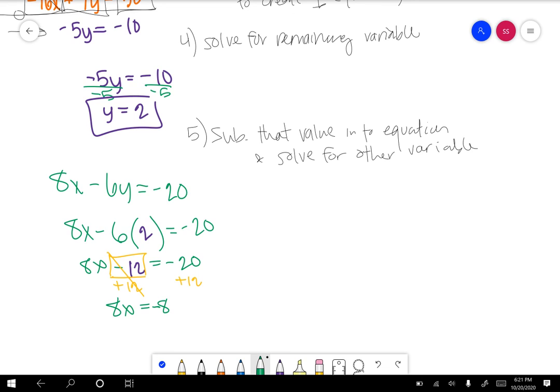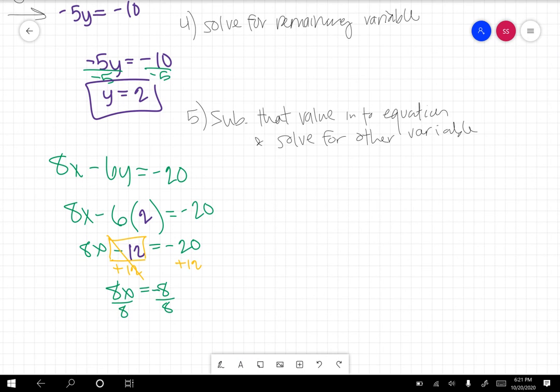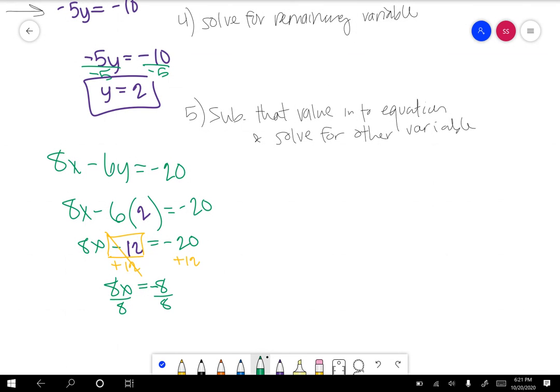Now we're still not done. We need to get x totally by itself. Right now it's being multiplied by 8, so we would do the opposite and divide by 8. 8 divided by 8 is 1. 1 times x is just x, so we have x on the left. And then negative 8 divided by 8 would be negative 1. And there we have it. We have an x value and a y value that make both equations true.